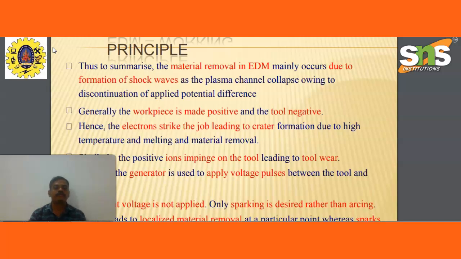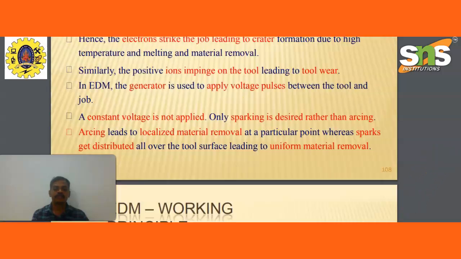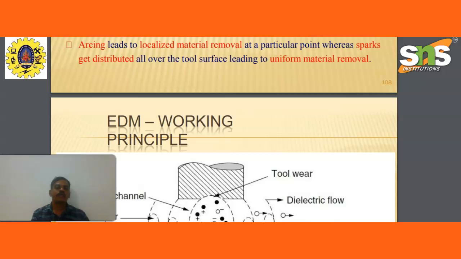In EDM, the generator is used to apply voltage pulses between the tool and job. A constant voltage is not applied; only sparking is desired rather than arcing. Arcing leads to localized material removal at a particular point, whereas sparks get distributed all over the tool surface, leading to uniform material removal.